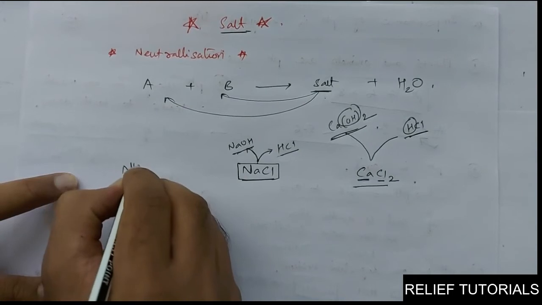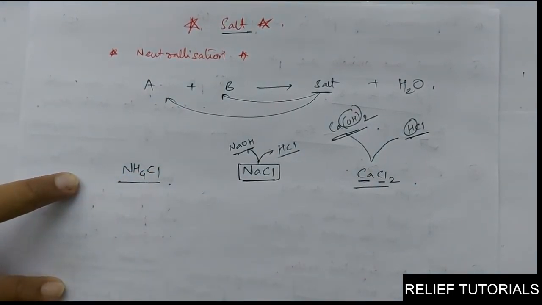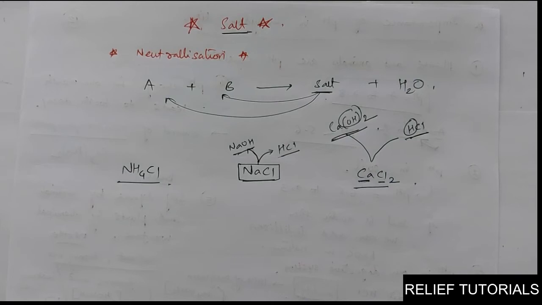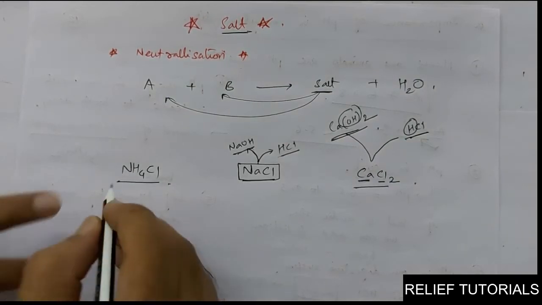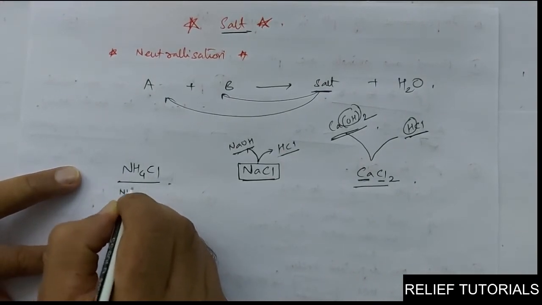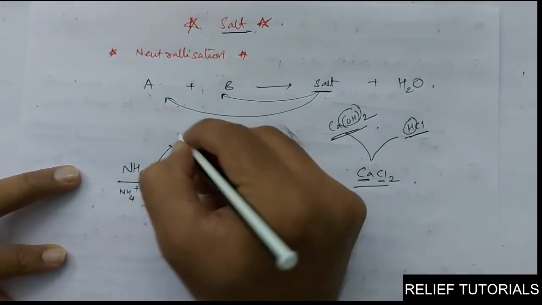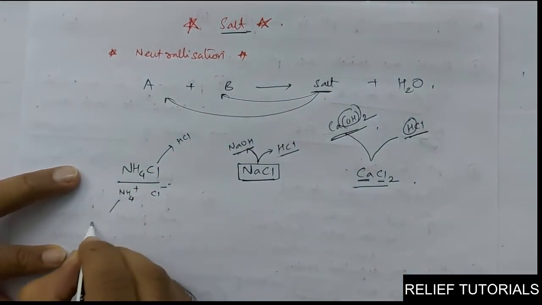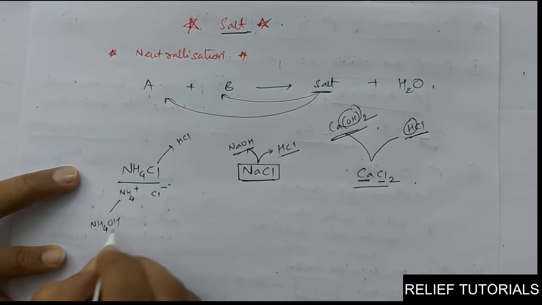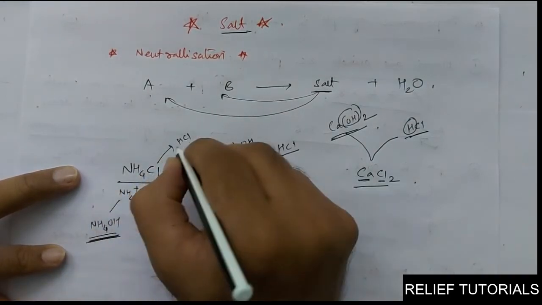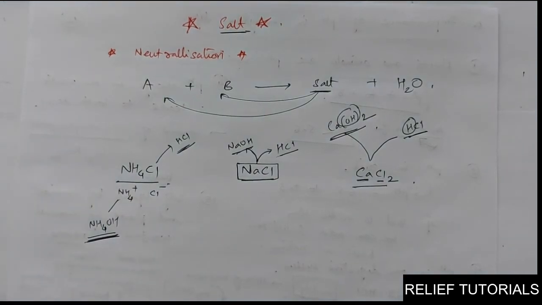For example, NH4Cl is a salt, because is there any OH minus? No. Is there any H plus? No. Here NH4 together is the ammonium ion and Cl minus is chloride. The corresponding acid for Cl minus is HCl and the corresponding base is NH4OH, ammonium hydroxide. HCl is the acid. So every salt has its parental acid and base.